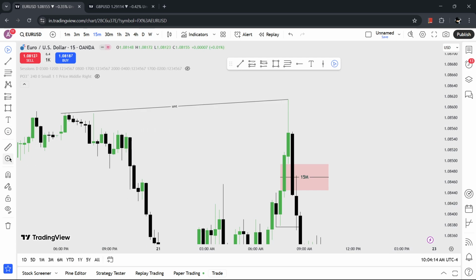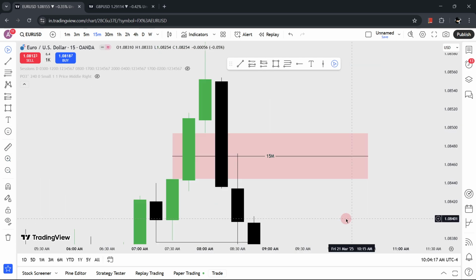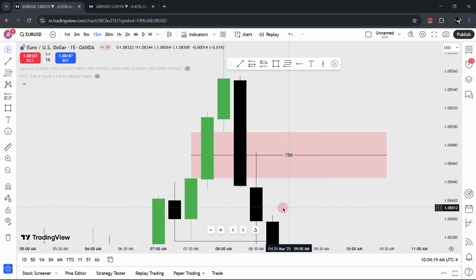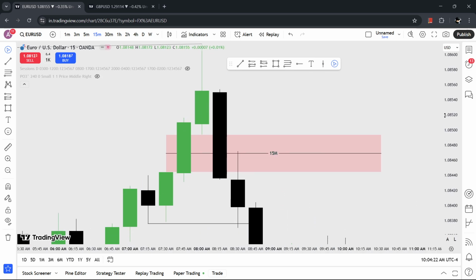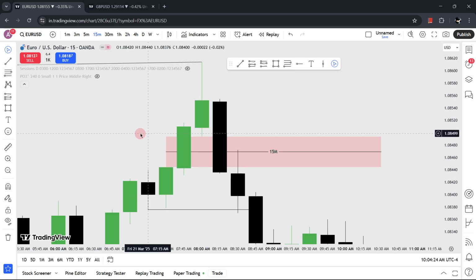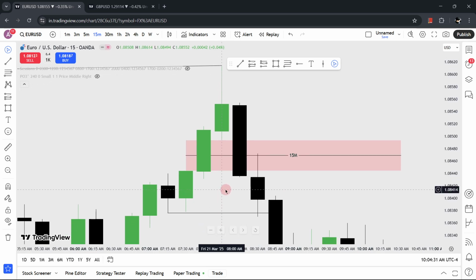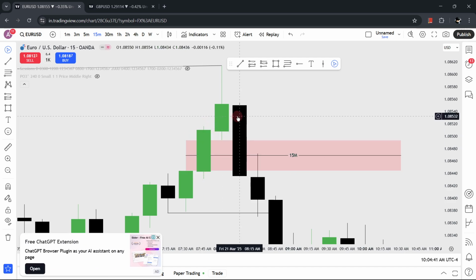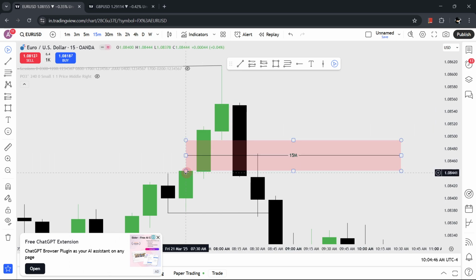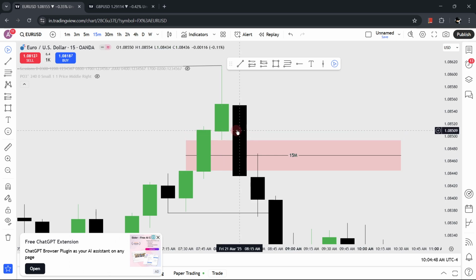So let's go to that 15-minute fair value gap. Basically, I just want you to look at this section. We took out that high, created an SMT here, and just started going down without respecting this fair value gap. It just closed below this fair value gap. This price run doesn't even respect this fair value gap.